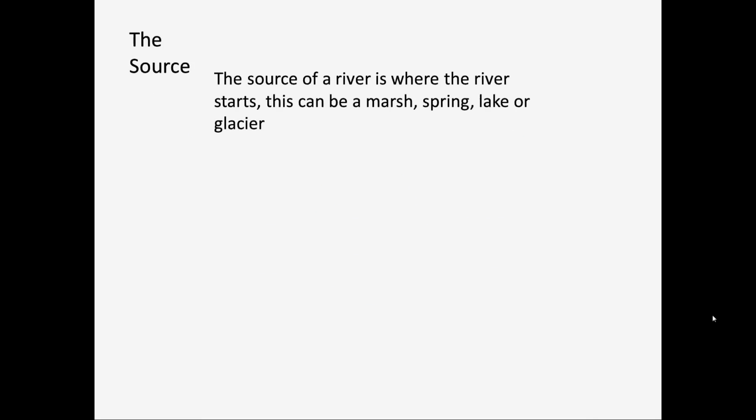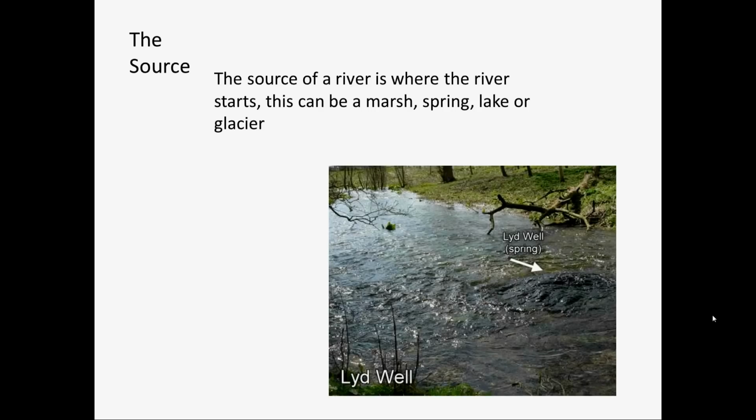At the start of every river is the source. This can be in the form of a spring, a lake, a glacier, or a marsh. The source of the River Thames is a spring, a bit like the one in the picture.